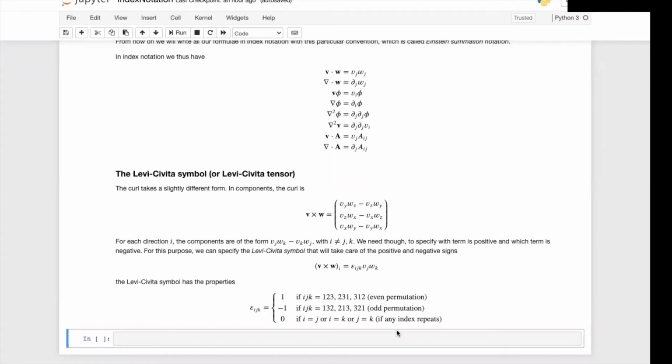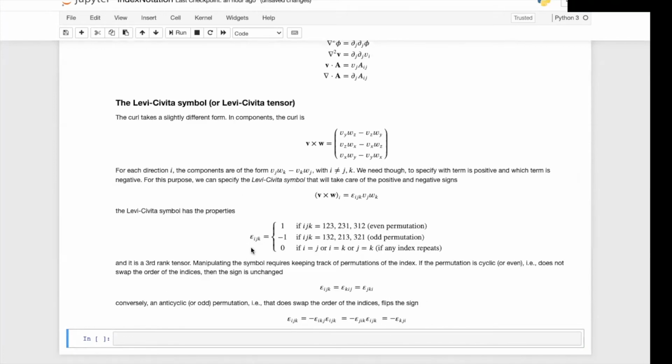Now, the epsilon ijk, the Levi-Civita symbol, is minus 1 if ijk is equal to 1, 3, 2, or 2, 1, 3, or 3, 2, 1. That means an odd permutation. You're flipping the order in which the indices appear. You had 1, 2, 3, and you're flipping the 3 and the 2, so the indices are now not in monotonic order. And it is equal to 0 if i equals j, or i equals k, or j equals k. That means if any of the indices repeat.